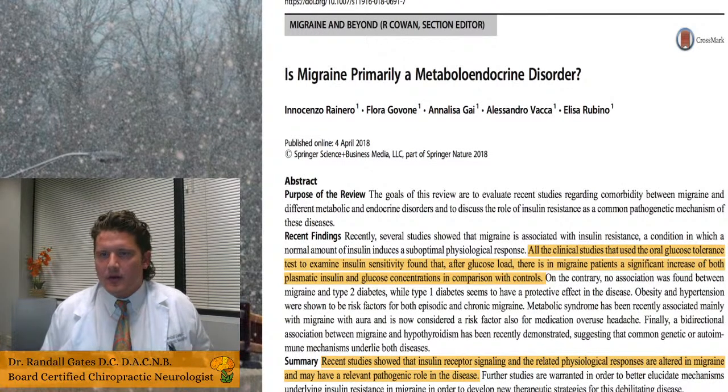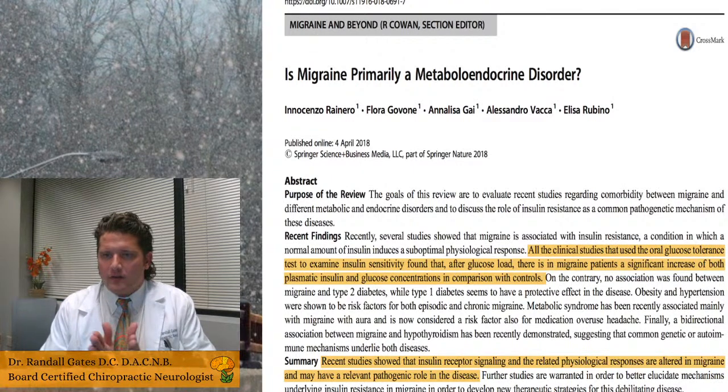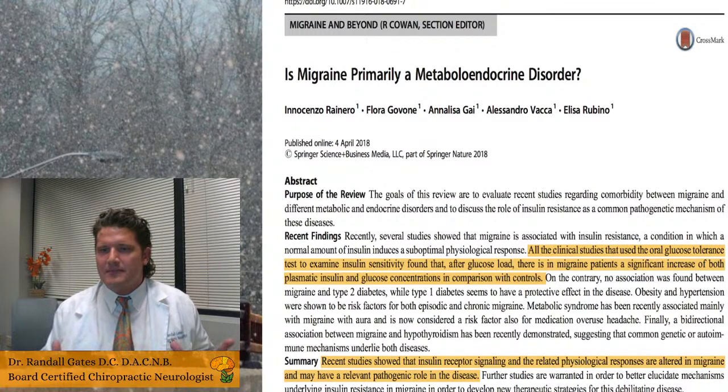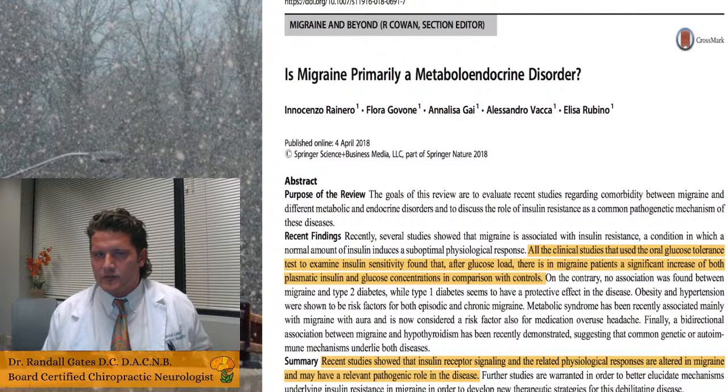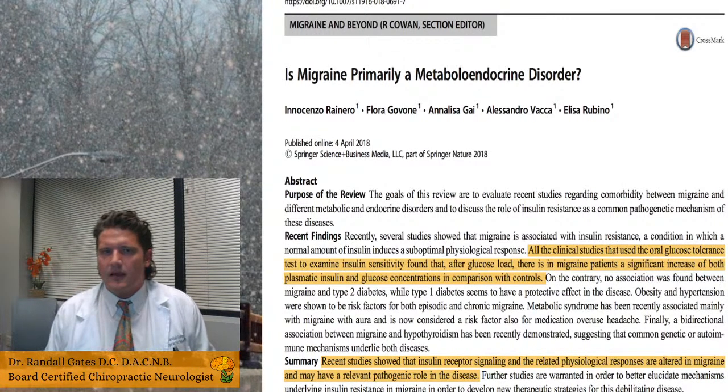Super important. So they basically say all the clinical studies that use the oral glucose tolerance test to examine insulin sensitivity found that after glucose load, there is in migraine patients a significant increase of both plasmatic insulin and glucose concentrations in comparison to controls. What does this mean? Basically means that migraine patients are much more likely to be insulin resistant. Doesn't mean they're diabetic. There's actually not a correlation between type 1 diabetes and migraines, but migraine patients tend to be insulin resistant.